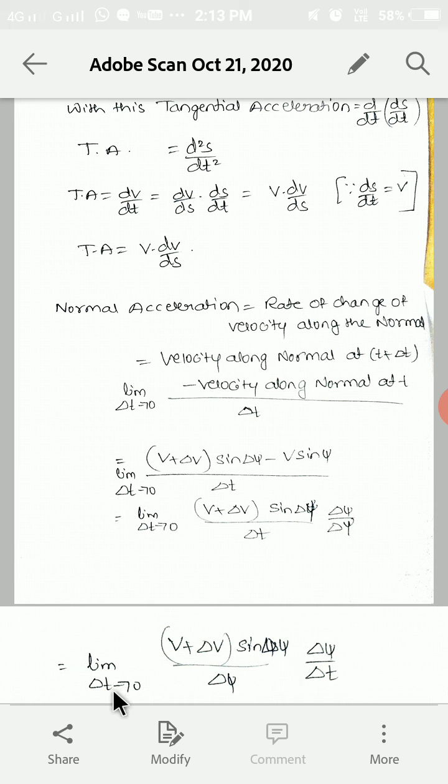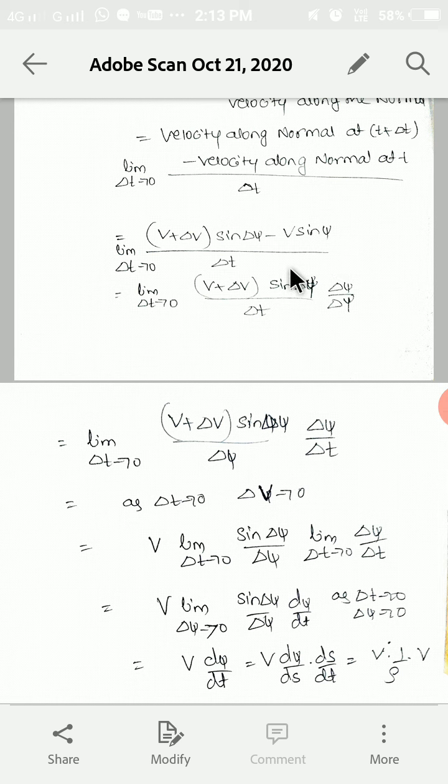So now this is equal to limit as delta t tends to 0, v plus delta v into sine delta psi divided by delta psi, I'll take one delta psi here, and this delta t I will take here, delta psi by delta t. Okay, I'll just change the form. So now as delta t tends to 0, delta v tends to 0. That means delta v is equal to 0. So v into limit as delta t tends to 0 sine delta psi by delta psi, into limit as delta t tends to 0 delta psi by delta t.